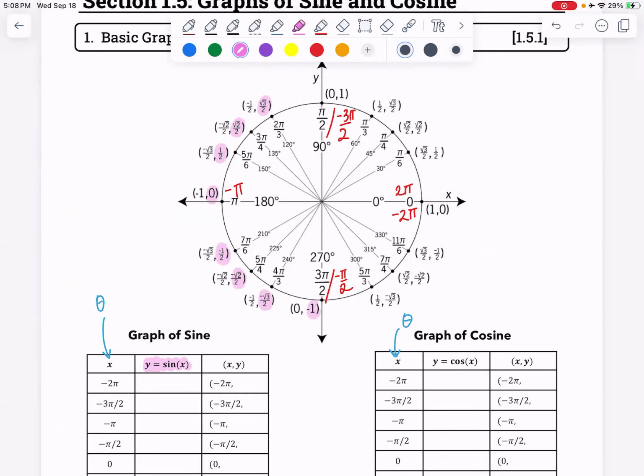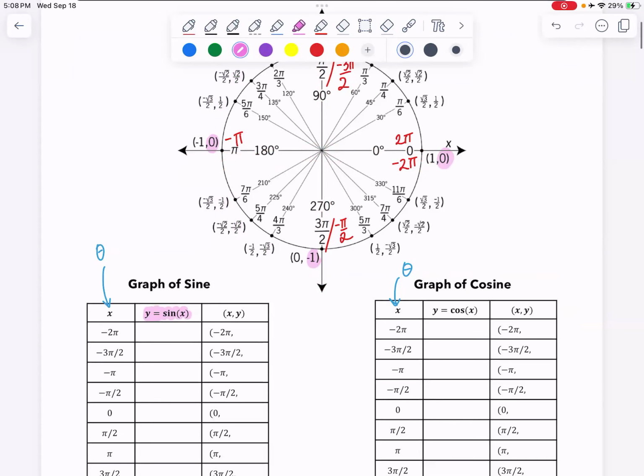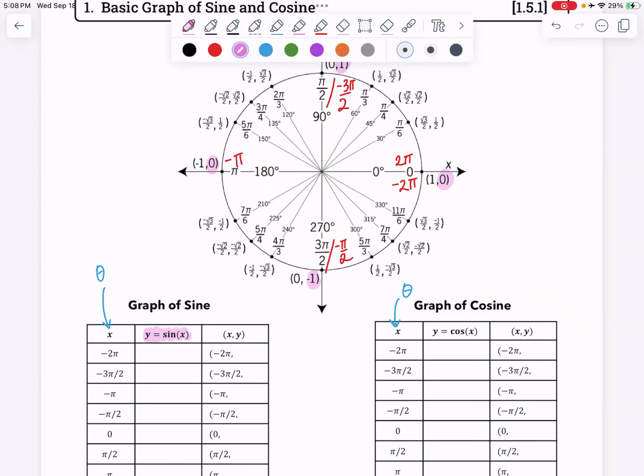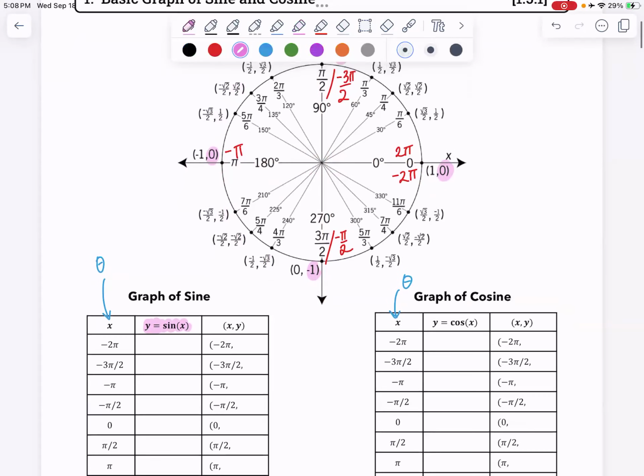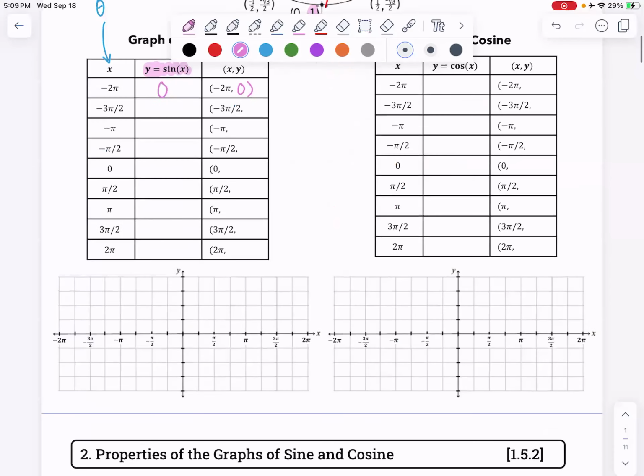Now, I'm going to erase these guys here. I'm only going to be looking at these spokes, because we don't really need more than that to get a good idea of what the graph of sine and cosine look like. So let me highlight the y values. All right, so sine at negative 2 pi, the y value is 0. So on our graph, we'll have the point negative 2 pi comma 0. And I'm going to graph it real quick, negative 2 pi, 0, right there.